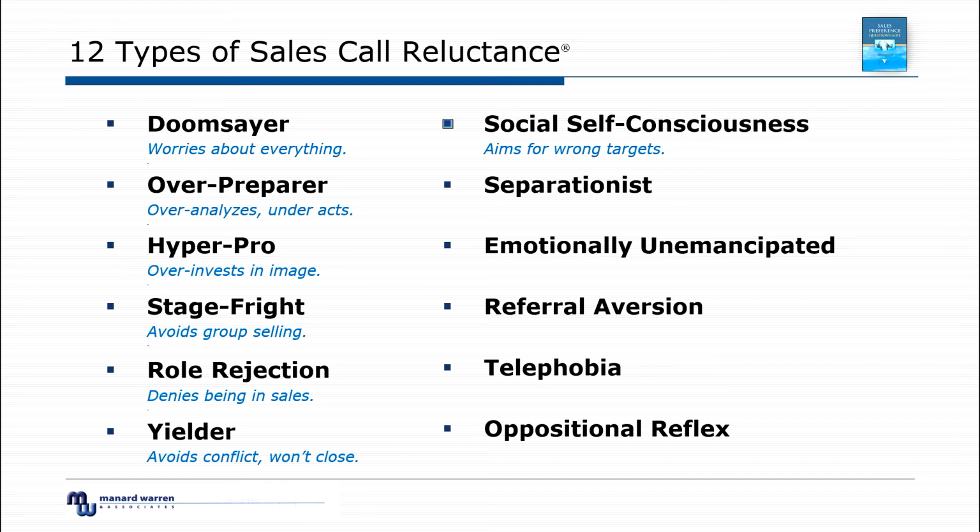Separationist and emotionally unemancipated: unless you're in insurance sales, or maybe a stockbroker, or sell business to consumer, I wouldn't really worry about these two types. Separationist is a salesperson that doesn't like to network with their friends. Emotionally unemancipated is a salesperson that doesn't like to network with their relatives. Let's go to the last three types.